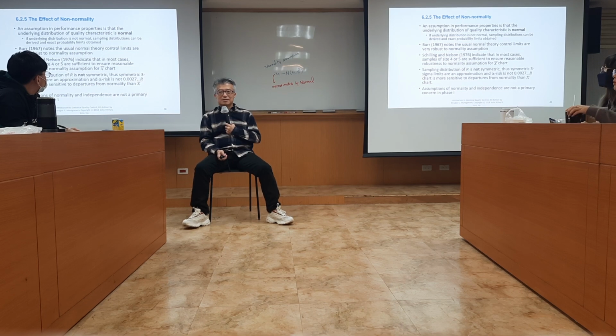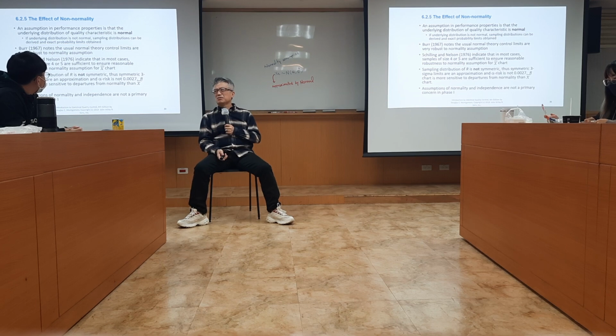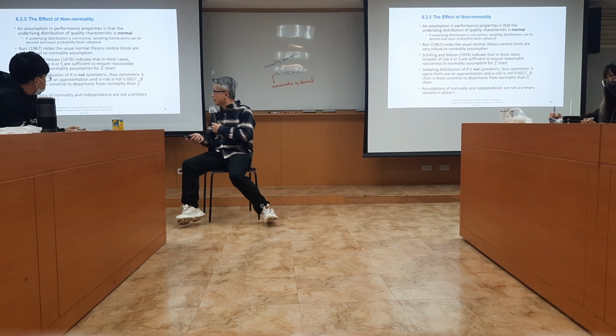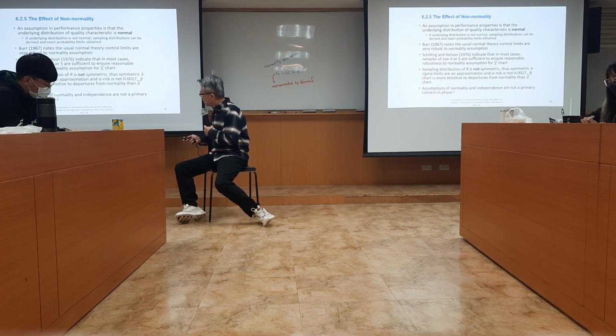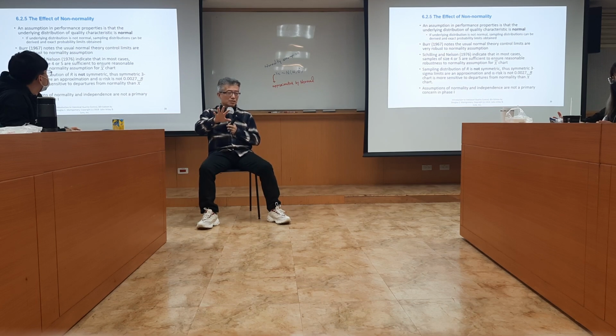What does this number represent? 0.0027. Alpha, this is the probability outside the 3 sigma limit, right? Okay. Then the R chart is most sensitive to departures from normality compared with the X bar chart, since the R distribution is not symmetric. The R follows a geometric distribution.